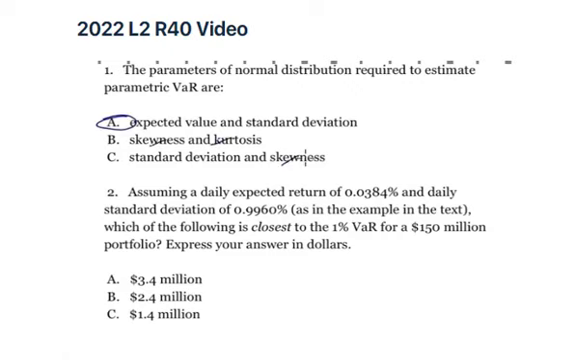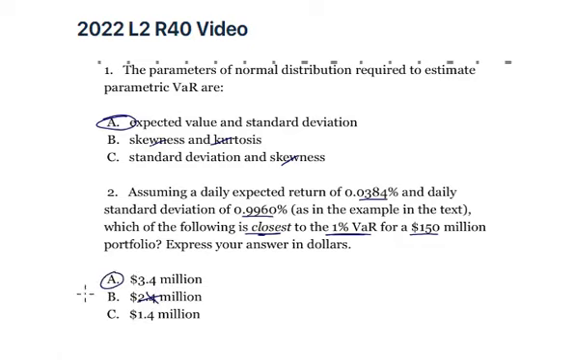Number 2, assuming a daily expected return of 0.0384% and a daily standard deviation of 0.9960%, as in the example, which of the following is closest to the 1% VaR? So we calculated a 5. This wants a 1% VaR for a $150 million portfolio. Express your answer in dollars. Well, we knew the 5% was 2.4 million. So 1% cannot be 2.4 million. We're going from 5 to 1, so the loss can only get bigger. This is 1.4, so it must be 3.4.